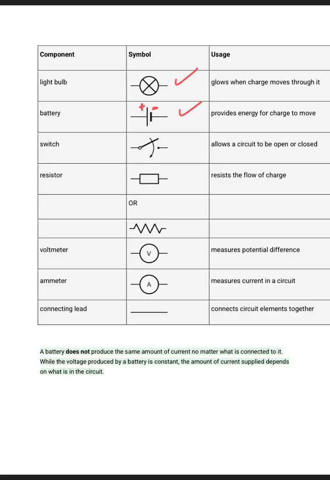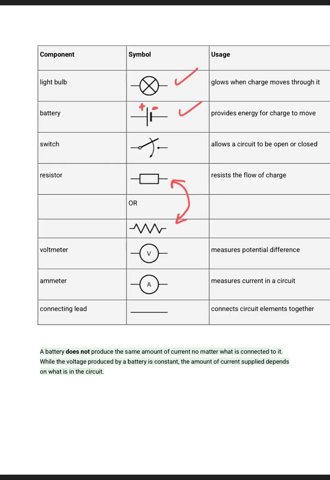Then we have the symbol for the resistor. We also have the voltmeter, the ammeter, and the connecting lead. There are two symbols for a resistor. You can either have this or you can have this. Instead of using one symbol, they can use the other. When you draw the circuit, you can choose to use either symbol. It shows you that when electrical current or electrons reach this place, they are actually taking longer to pass through, right?